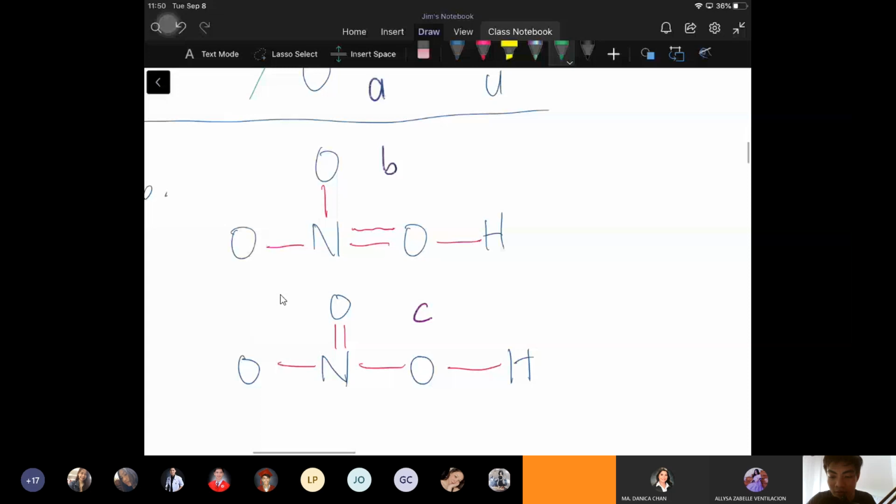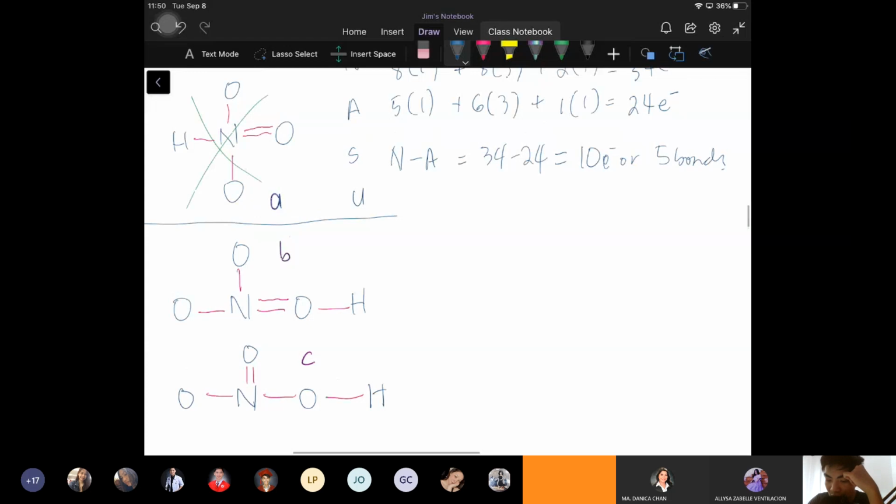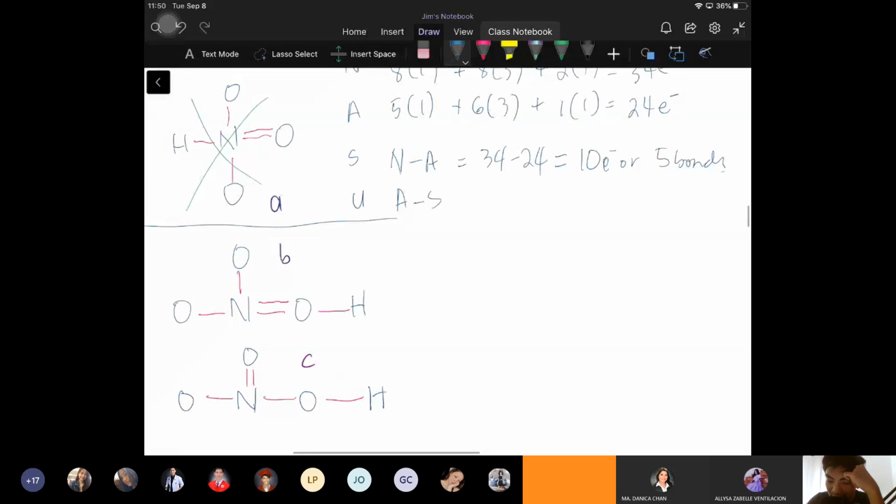Bago yan, sagutin muna yung task natin. Tapusin na natin yung task. Letter U, unshared. Again, how to solve for the unshared? That's A minus S. That's 24 minus 10, 14 electrons or 7 lone pairs. So, I'm going to distribute the lone pairs.